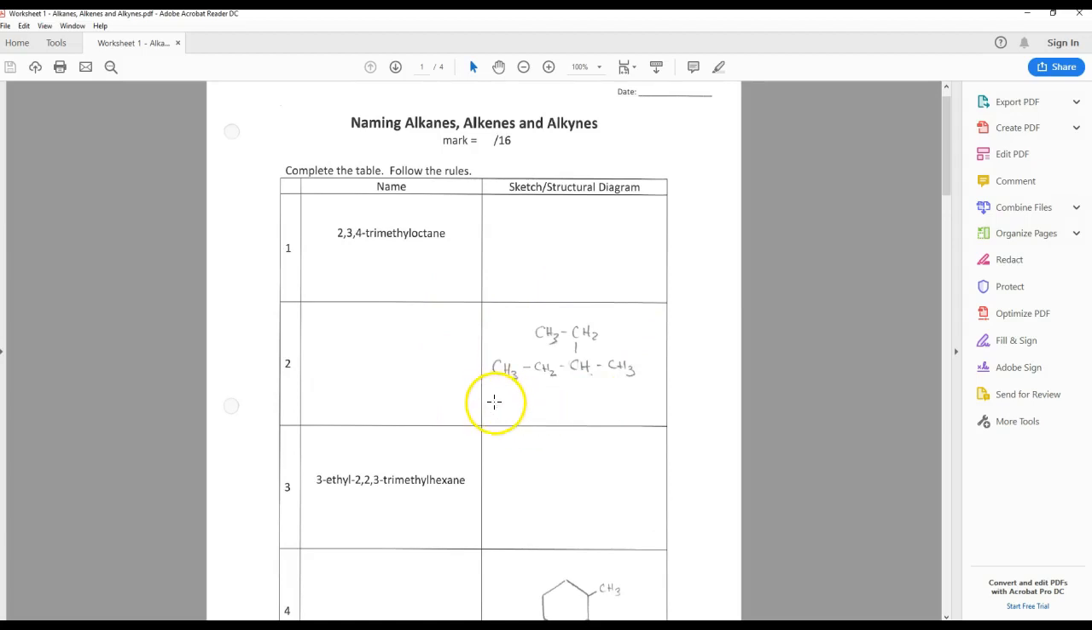Remember to go through and count your longest parent chain. So if you go 1, 2, 3, 4, that seems okay, but I was tricky on this one. Notice that we can go 1, 2, 3, 4, 5. I never doubled back over anything. 1, 2, 3, 4, 5. Oh, so this is a pentane of some sort with a branch on it. It's not a butane with an ethyl branch. It's a pentane with a methyl branch.